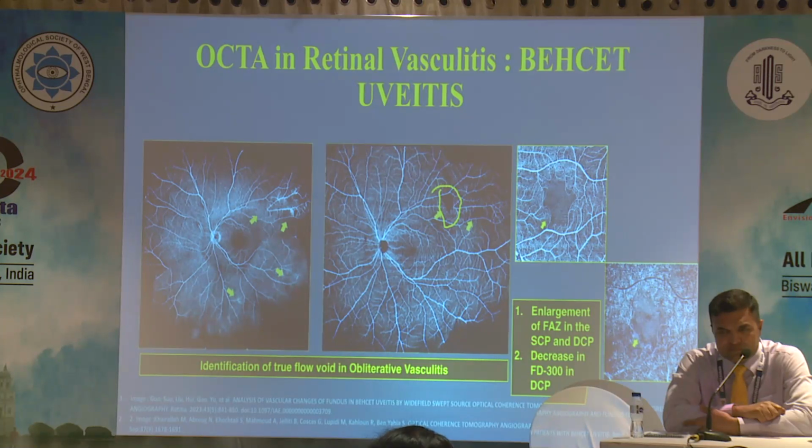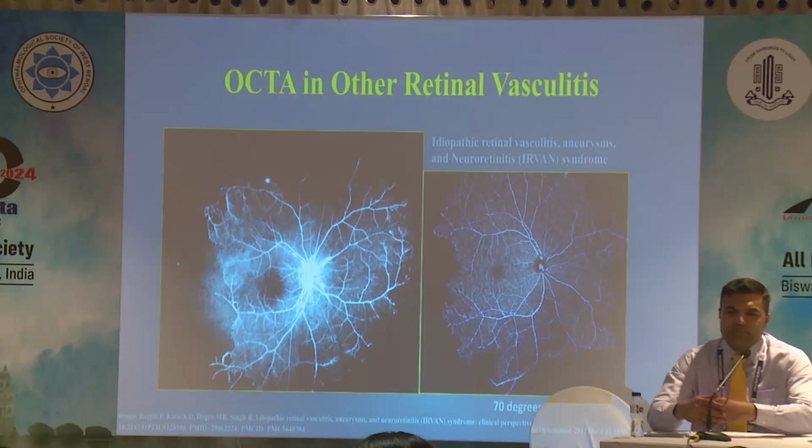At the same time, with a decrease in the vessel density in the foveal region, you can correlate the activity. So if there is a decrease in the FD300, then this means the lesion is active, and this has been very much documented in Best's disease.